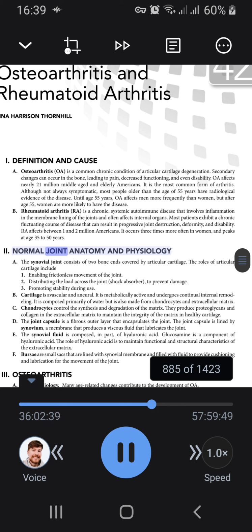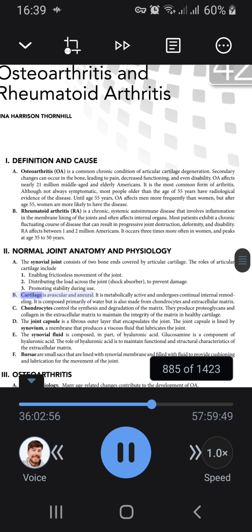2. Normal joint anatomy and physiology. A. The synovial joint consists of 2 bone ends covered by articular cartilage. The roles of articular cartilage include: 1. Enabling frictionless movement of the joint. 2. Distributing the load across the joint, as a shock absorber, to prevent damage. 3. Promoting stability during use.